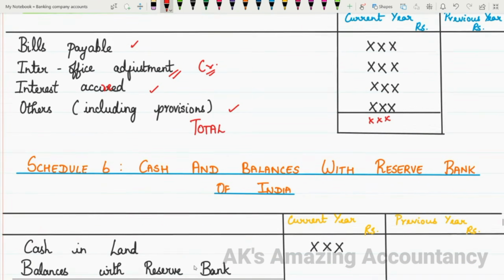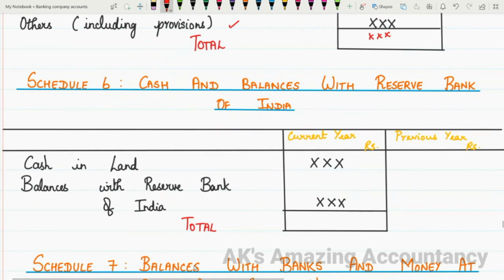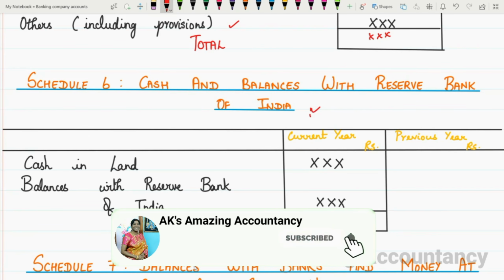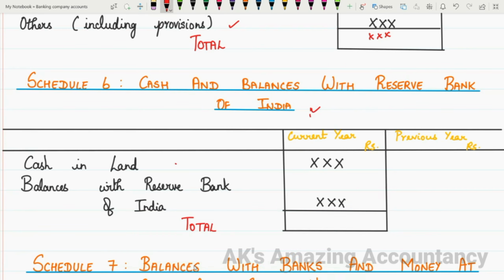That is schedule 6. So schedule 6 is for what? Schedule 6 is for cash and balance with Reserve Bank of India. So under schedule 6, first we will be recording cash in hand. Then we will be recording balance with Reserve Bank of India. Then find out the total.